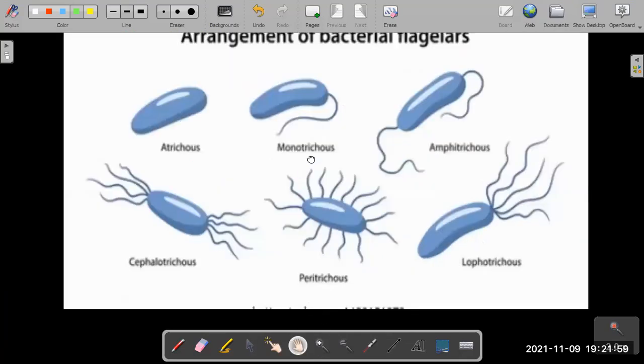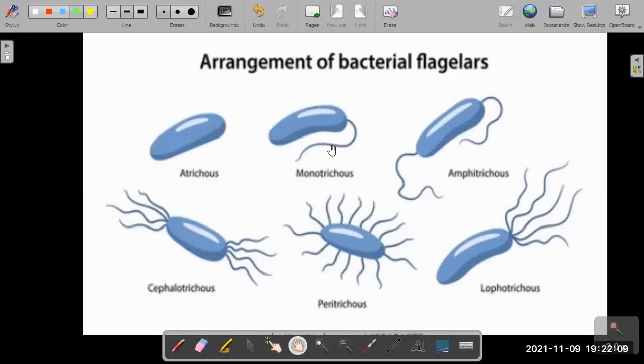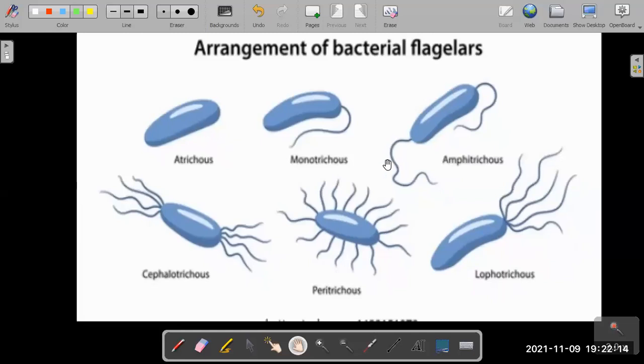So look at this. First is Atrichous. Atrichous means no flagella. Monotrichous, one flagellum at the end. Mono means single. Amphitrichous, flagella at two ends. Lophotrichous, you have a tuft of flagella. Tuft means many at one end.